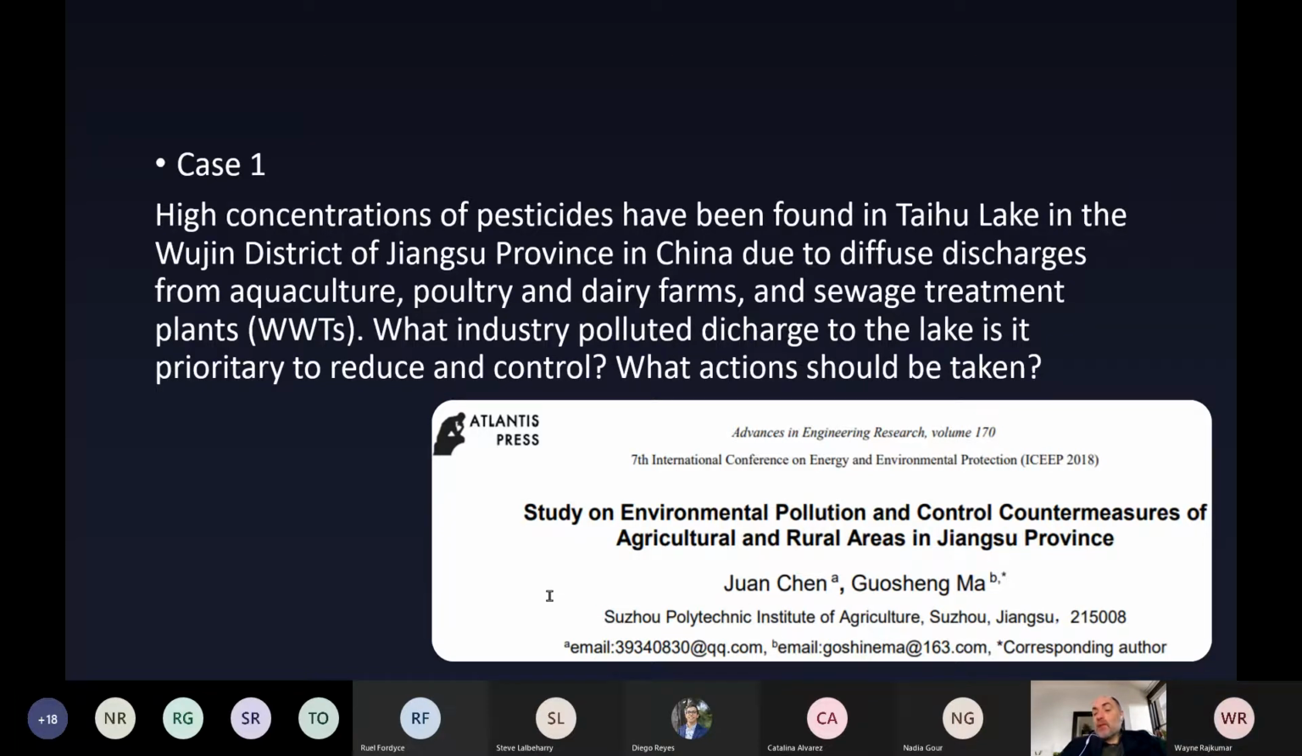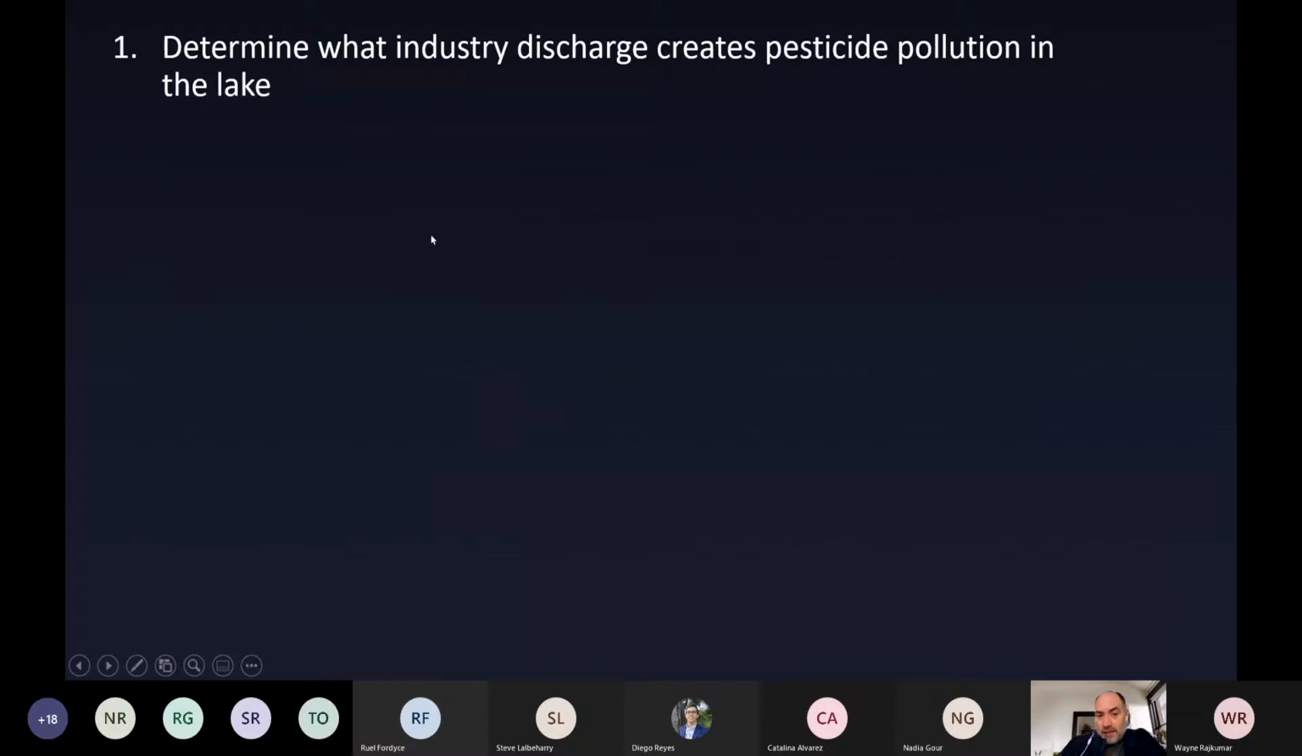Wow, that would be difficult because we have diffuse discharges. So we don't really know what the chemical is. What would be the first thing you do? Look at the industries, the industry profile. Correct. That's the correct answer. So Diego, can you please just click? So determine what industry discharge creates pesticide pollution in the lake.